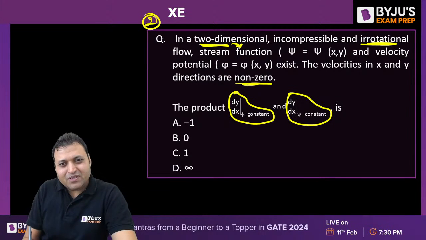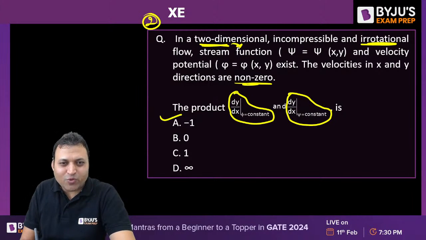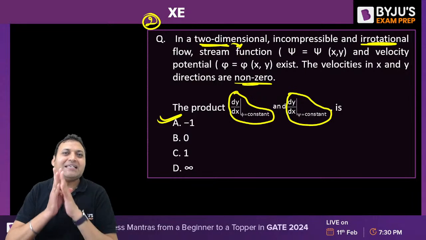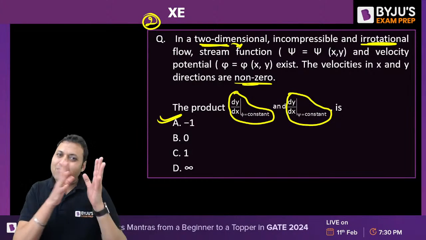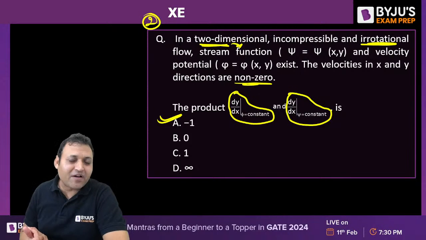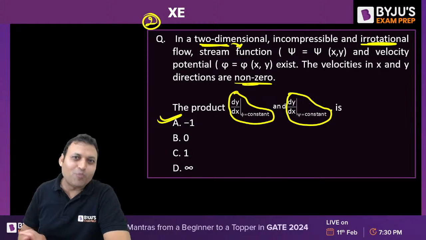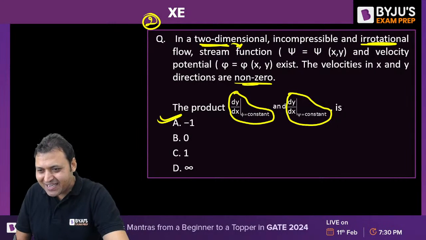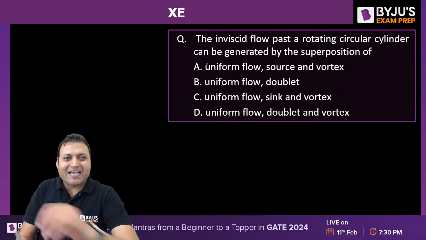So the product of the slopes of the equipotential line and streamline must be -1, or we can say that streamlines and equipotential lines are orthogonal to each other in the flow field. When both the functions exist, stream function as well as the velocity potential function, it means the flow must be two-dimensional and irrotational. I hope this is clear. Well done, Saket. Can we proceed to the next question?